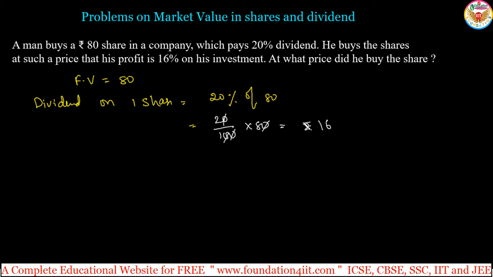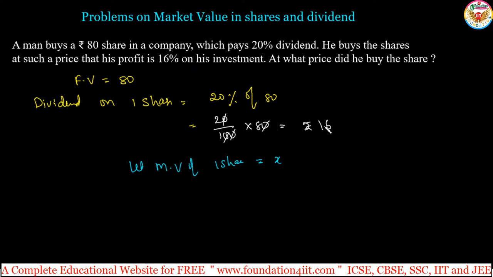Okay, and suppose the man buys one share for rupees X. Market value is not known, so let us take the market value to be rupees X. So let the market value of one share be X. Let us find out his profit: it is 16% of X, because the profit is 16% on investment.